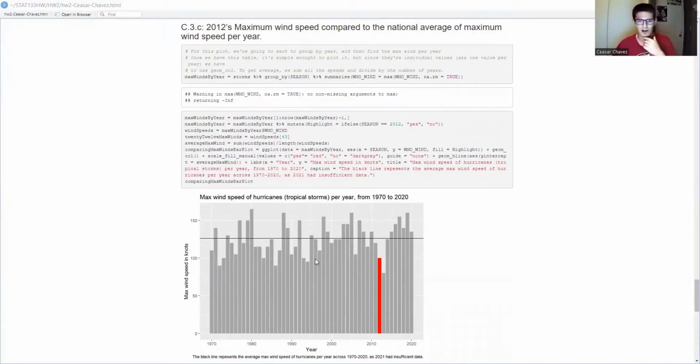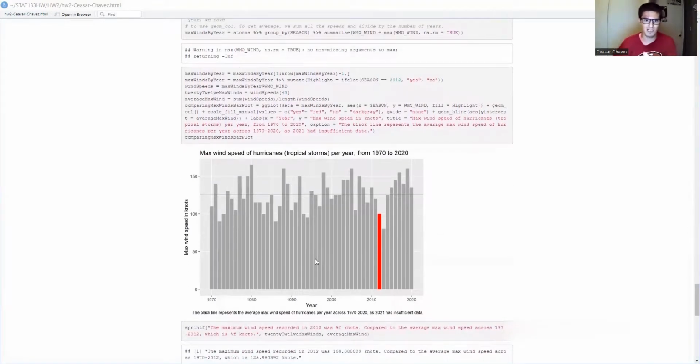But similar thing here, we produced a graph detailing year by year the maximum wind speed, and as we can see, compared to the other ones, finally 2012 seems to be below average. The black line, of course, in this still represents the average across all the years. 2012 was much below the average than I guess we would anticipate, considering that it had such a high number of hurricanes and named storms. But yes, it was below average in terms of maximum speed. So I guess the storms that year were not that fast.